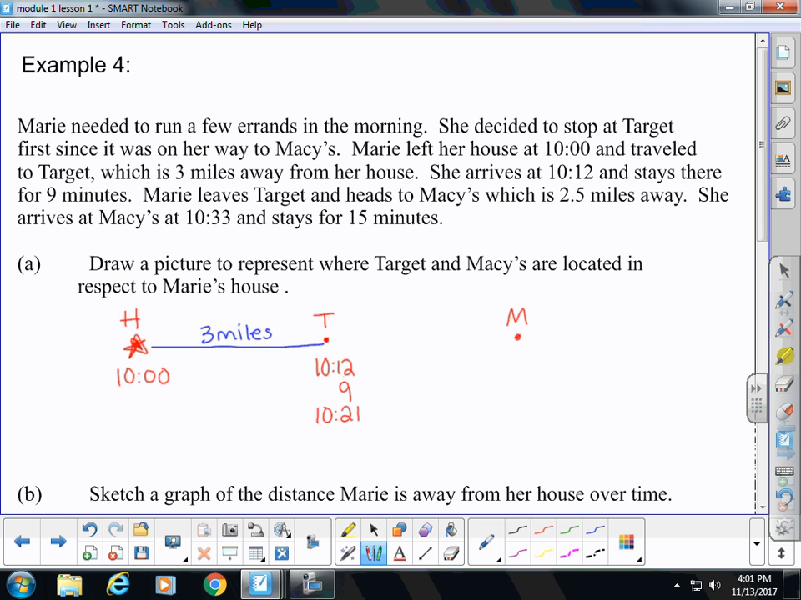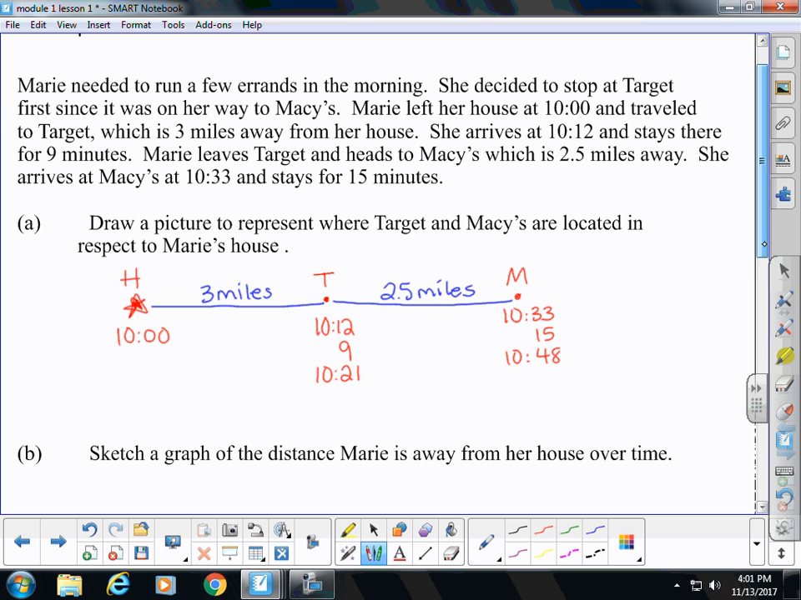Marie leaves Target and she heads to Macy's, which is 2.5 miles away. She arrives at Macy's at 10:33, and she stays at Macy's for 15 minutes. Again, the 33 would be the minutes, so I'm going to add 15 onto that, and that tells us that she stays there until 10:48. So that's what a linear picture looks like. Linear, remember, means a line.